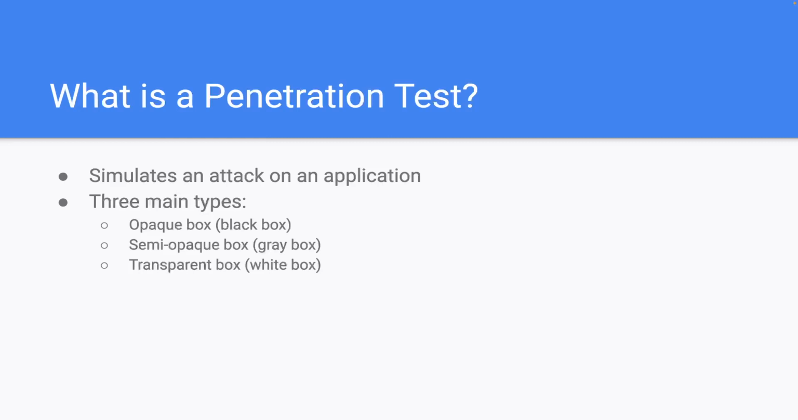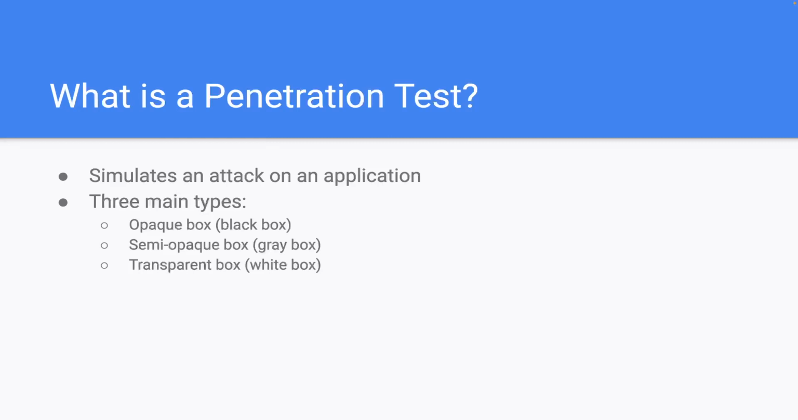Each of these basically differ in how much knowledge we have when we're going through the penetration test process. So for example, in an opaque box type of penetration test, you generally know nothing about the application at all. All you have is the application, and you're going in with absolutely no information. This sort of attack simulates the way that an attacker would go about attacking an application. They would know nothing at all, and they would just jump right in and try to figure out if there's any sort of issues.